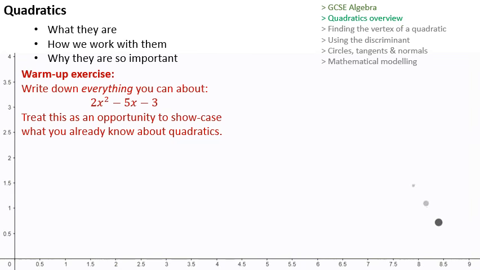To start with, what I'd like you to do is try to write down everything that you can about this expression, 2x squared minus 5x minus 3. And try to treat this as a chance to demonstrate what you can do when it comes to quadratics. I'd recommend you take a little bit of time with this and spend some careful thought, and then perhaps after you've watched the video and done some other questions, you come back to it again and see if there's anything you can add or anything you could correct or update about the write-up that you've made.